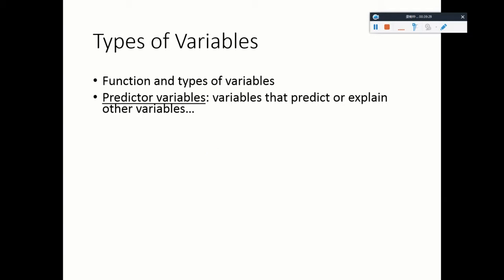So, the first kind of variable that we have, once we focus on their function, is predictive variables. As the name itself implies, right? Predictive variables are variables that predict another variable. In some cases, it also means variables that would explain a second variable.